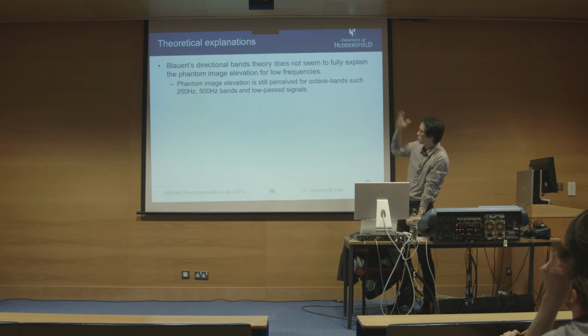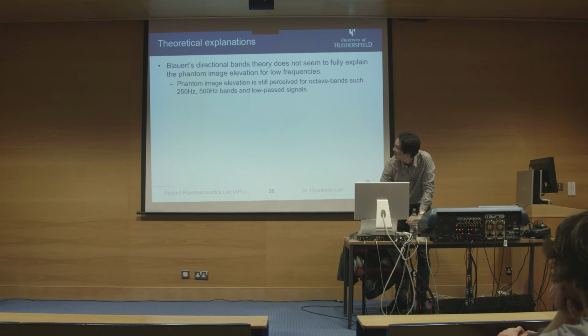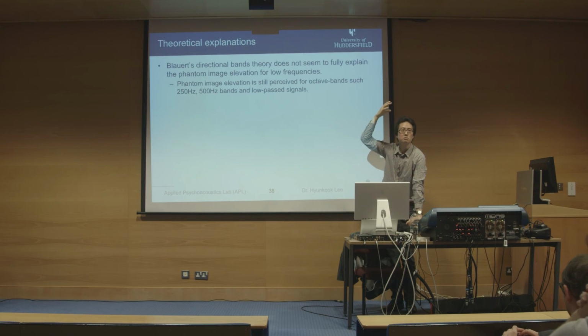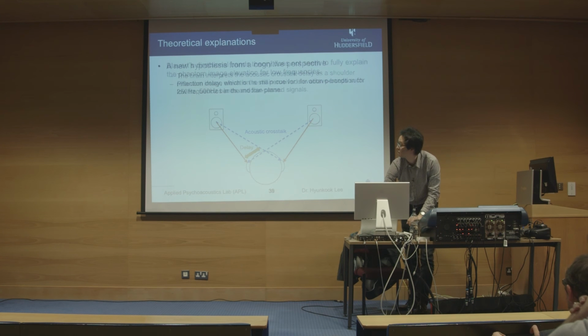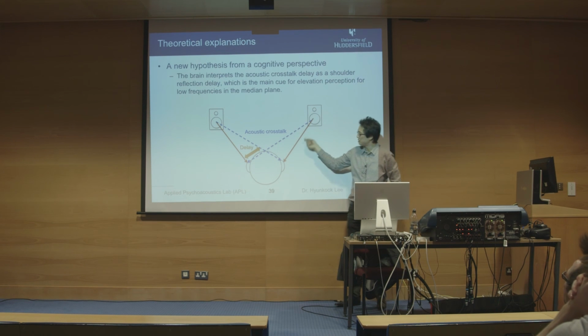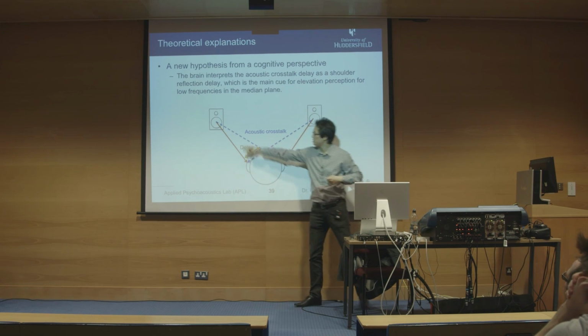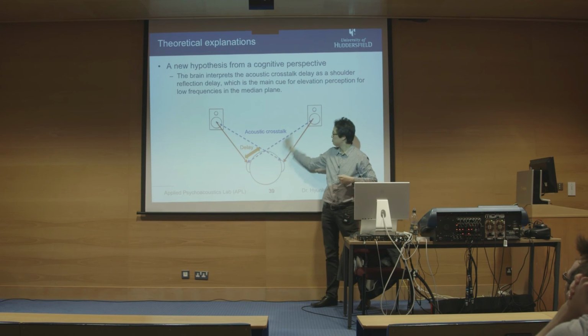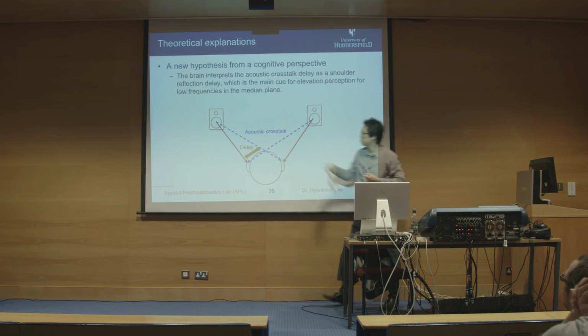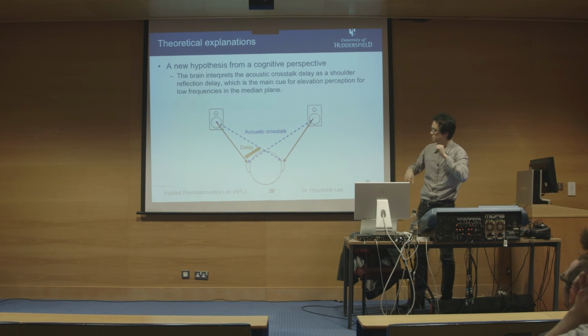This is an extra thing, but I'll probably skip it very quickly. Directional band theory doesn't fully explain this phantom image elevation effect, because that's more relevant for high frequencies. But we certainly hear the elevation effect with low frequencies as well. So that provides a new hypothesis based on acoustic crosstalk. In stereo listening, we have this acoustic crosstalk. The left ear receives sound from both loudspeakers, and this blue signal, the contralateral signal, can be regarded as acoustic crosstalk, and there's a delay between the direct ipsilateral signal and the contralateral signal.